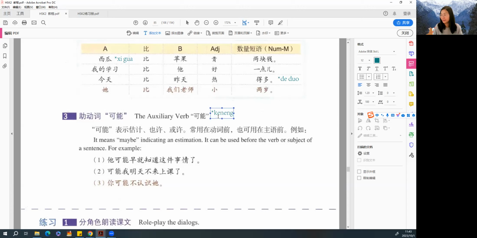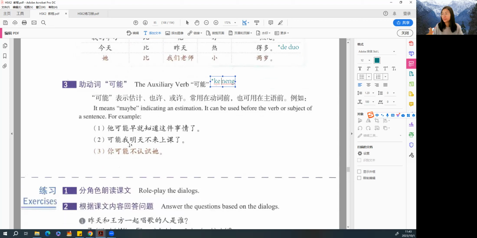可能. 可能, which means maybe, probably. For example, 他可能早就知道这件事情了. 他可能知道这件事情了, which means he probably already knows this. 可能我明天不来上课了. 不来, I don't come. Maybe 明天, tomorrow. I don't come to class tomorrow.